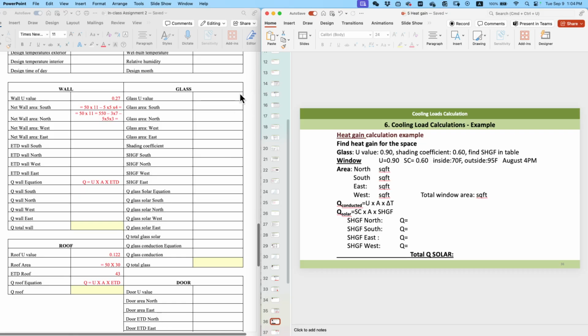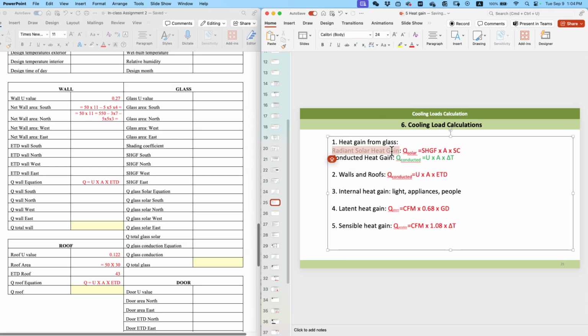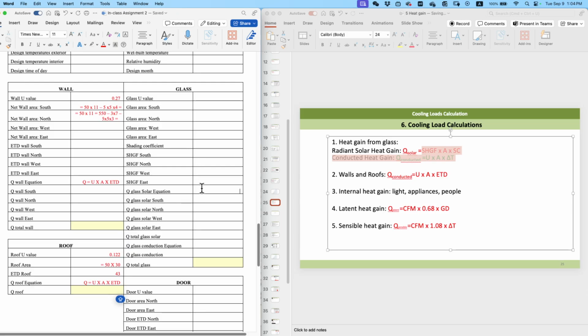So the next one is glass. The heat gain from glass includes 2 types of heat gain, the conduction and solar radiation. So it includes radiant solar heat gain and conducted heat gain that have different equations. Let's first fill out the equation. Solar Q is GF by A by SC. And how about conduction? Q is U by A by delta T.